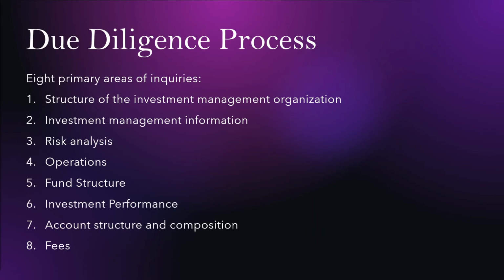Another important thing to go over for this chapter is the due diligence process. There are eight primary areas of inquiry. First off is the structure of the investment management organization. That's something you should look at before investing in alternative investments. Second is investment management information. Third, you're going to look at the risk analysis as well as the operations. Fund structure is really important to look at as well. And also investment performance, account structure and composition, and of course, the fees.